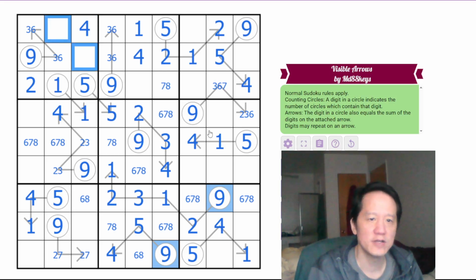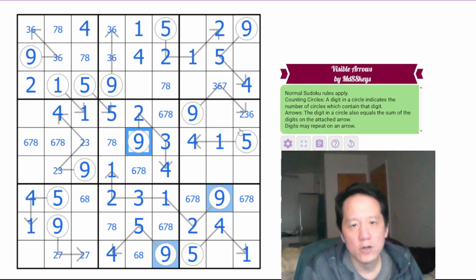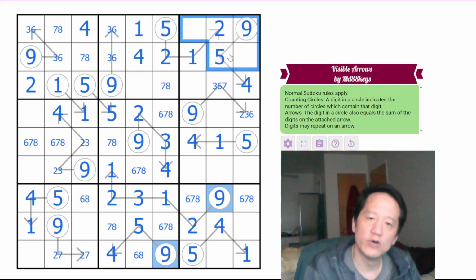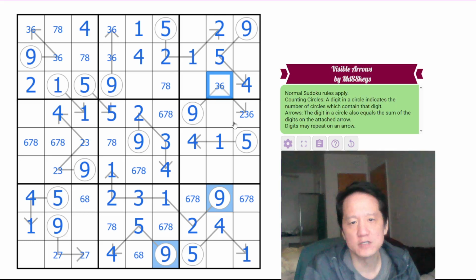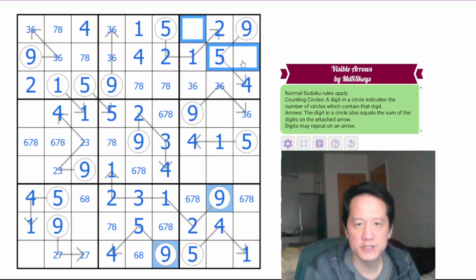We have 7, 8 remaining in this box. 3 and 6 have to be the remaining digits here because they can't be in the rest of row 1s and 2. So this is 3 and 6, which means this is 3 or 6 to add up to 9. This is 3 or 6. This is 7 or 8. Remaining digits in this box here in the upper right is 7 and 8. So it's 7, 8, 7, 8.